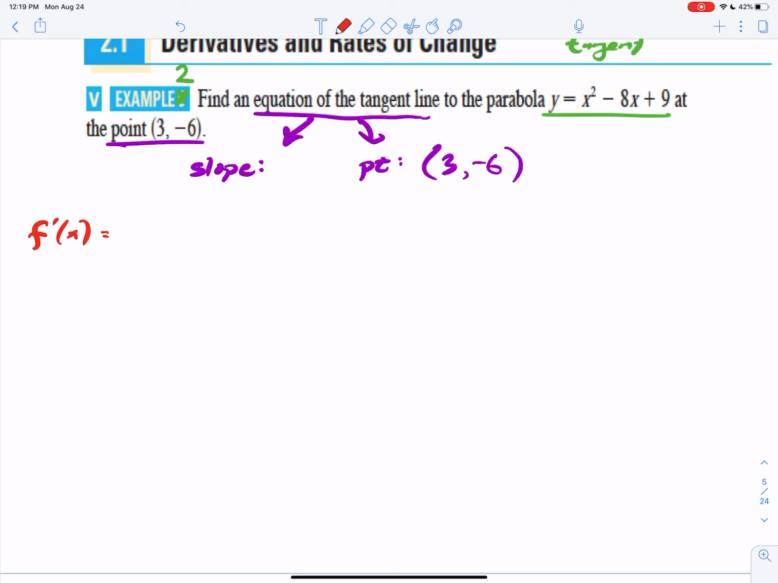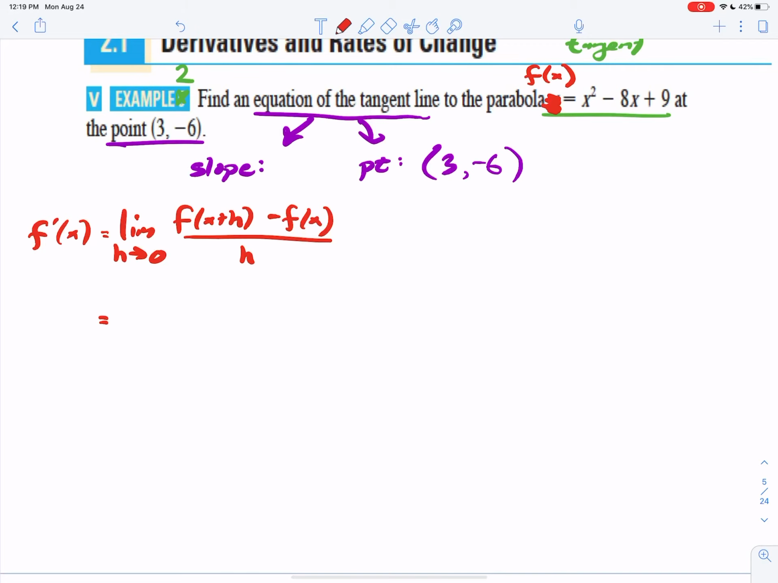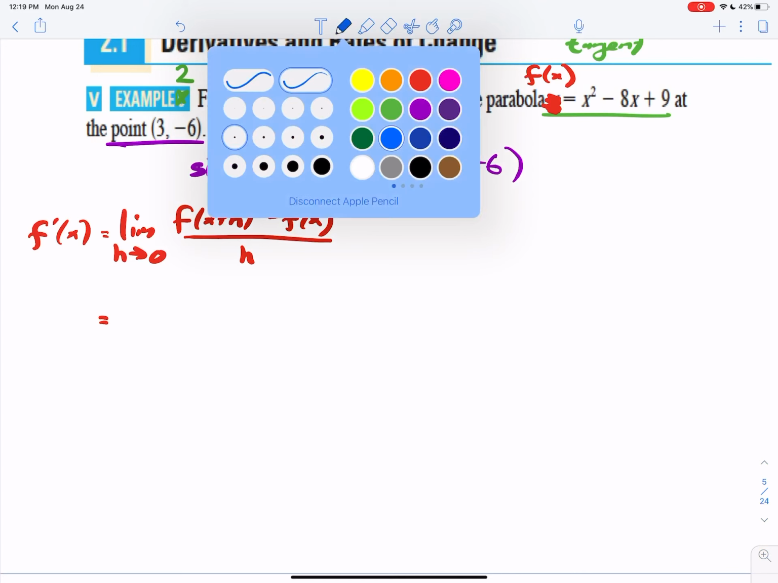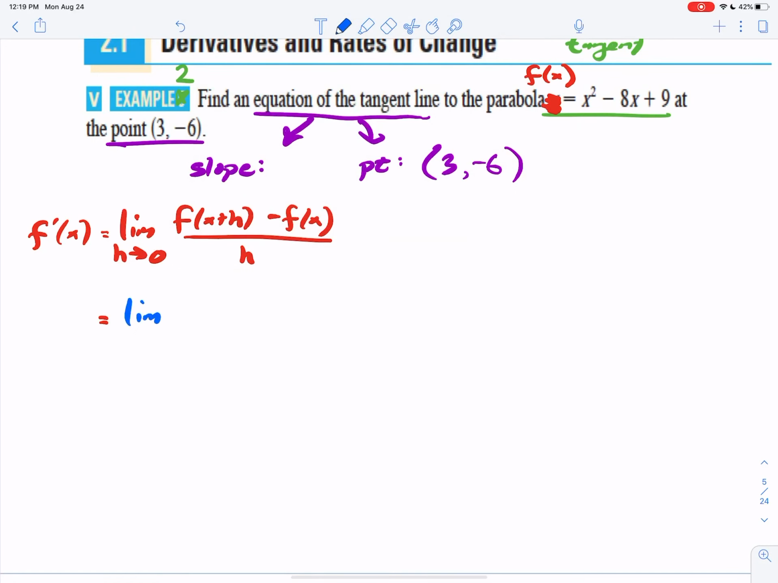You won't be provided this limit definition. It's the limit of f(x + h) minus f(x), all over h, as h approaches 0. To make things easier, we'll call this function f(x). We'll take care of the easy parts first. I can bring down this limit as h approaches 0. I know the denominator is just h.